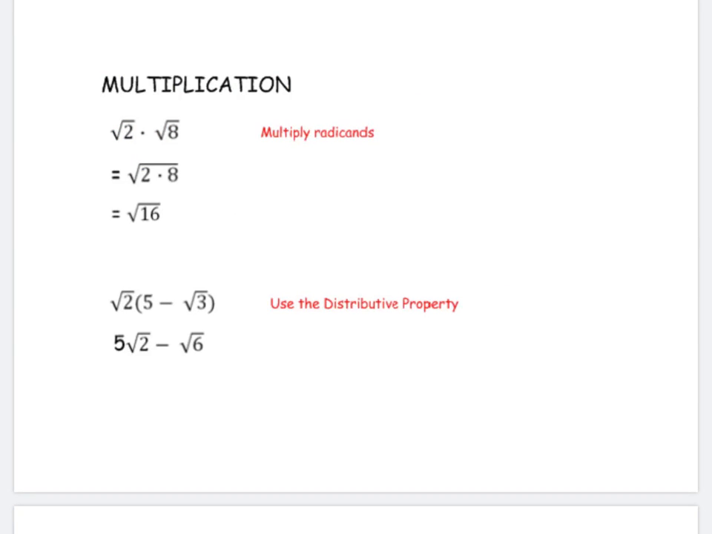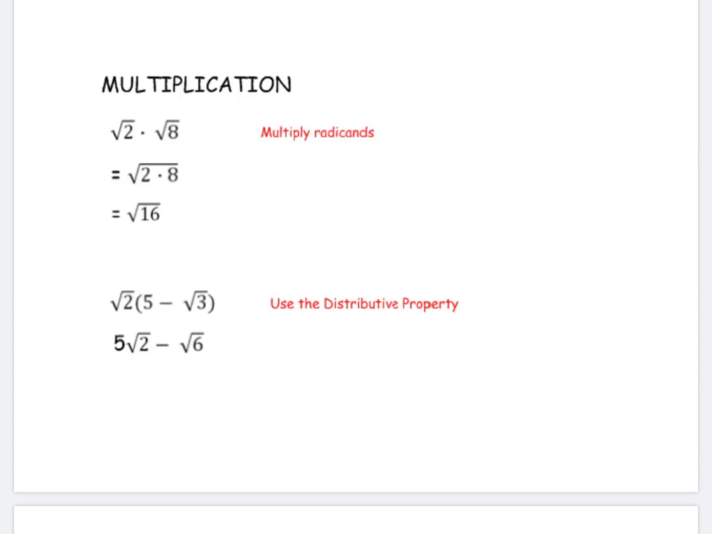Multiplication. Remember the multiplication property of radicals from before: if you have a number underneath the radical symbol, you can take it apart by multiplying the square root of each piece. Well, we can now go backwards from that. If we have two square roots being multiplied by each other, we can use it backwards and combine them into one square root.